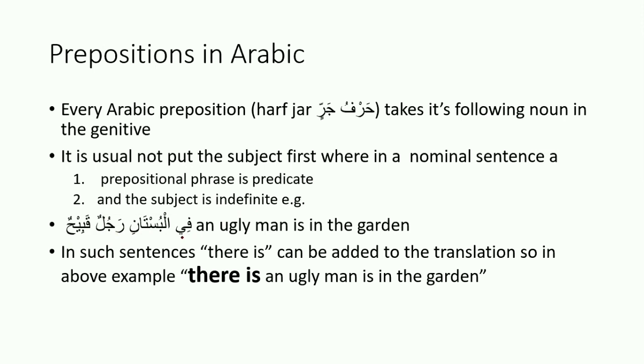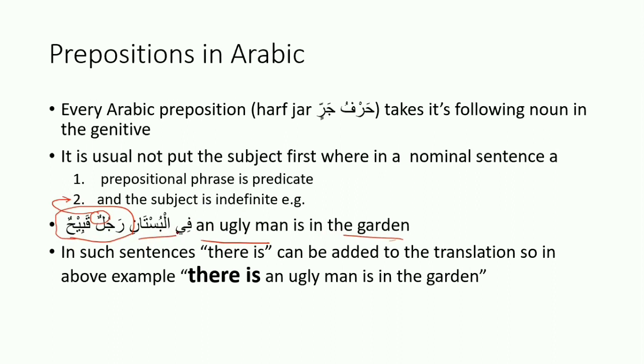To give an example, fil bustani rajulun kabihun. Rajulun kabihun means an ugly man, and fil bustani means in the garden. Now we know that rajulun kabihun, an ugly man, is the subject because that's what we're talking about. And we know it's indefinite with tanween. It doesn't have alif lam. So it meets the condition of the subject being indefinite. And fil bustani is the predicate and it's a prepositional phrase. So both conditions are met.